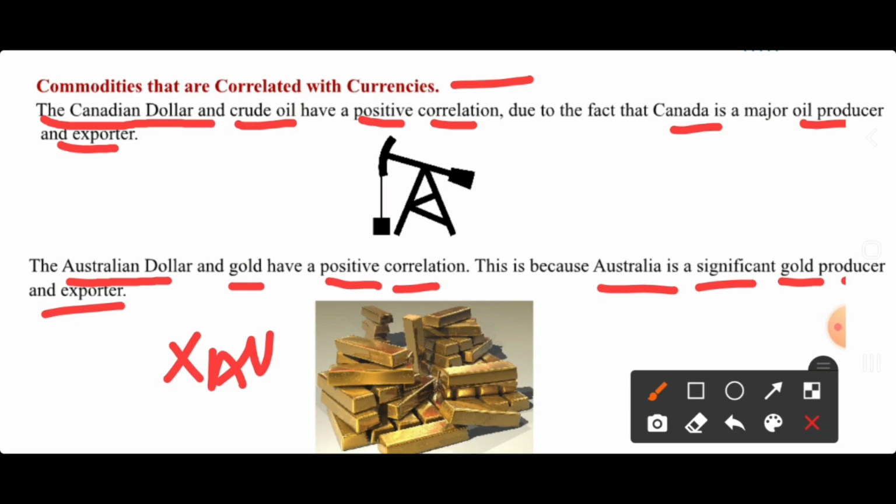By knowing this, you can also trade in commodities. You can also go into the stock markets. If you know that the Canadian dollar is doing well, you can find out that oil is also doing well. The same applies to the Australian dollar and gold. By looking at the currencies' performance, you can know how these commodities are also performing.